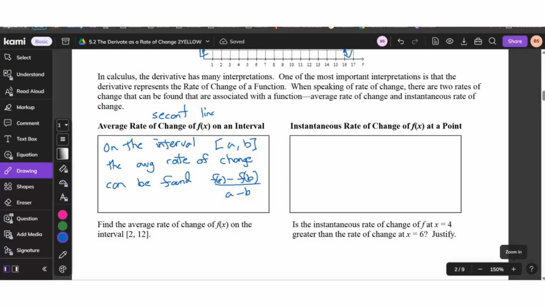Could I switch a and b? Would it be the same thing? Absolutely. I'm seeing quite a few of you nod. Excellent. Yes, it would just switch them. It's not a big deal. f of b minus f of a over b minus a gives us the same thing.